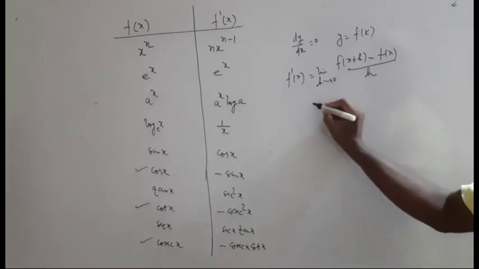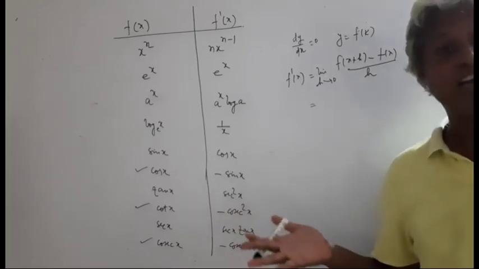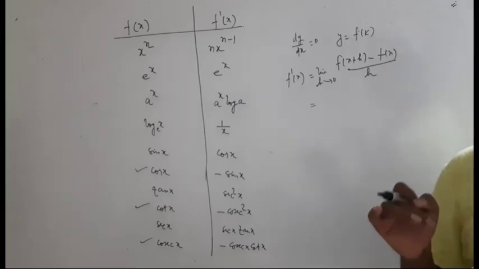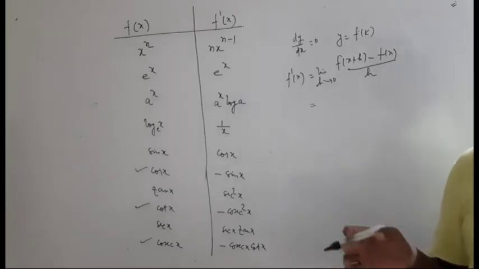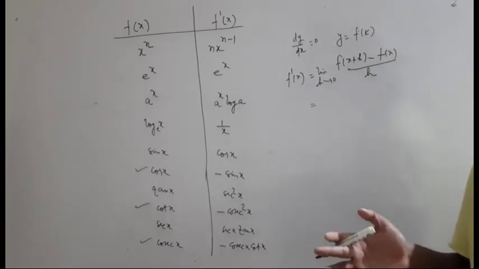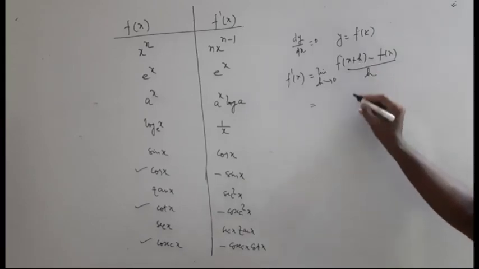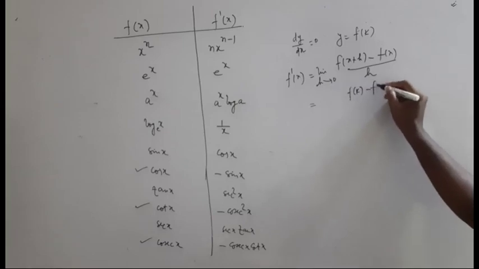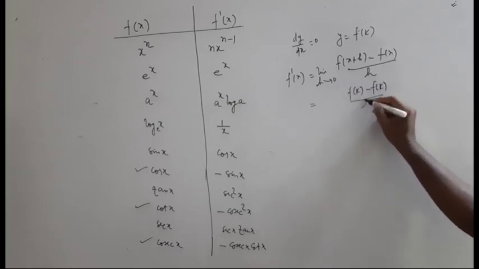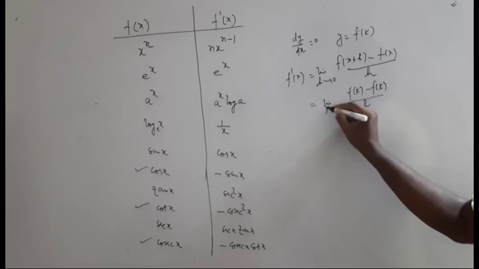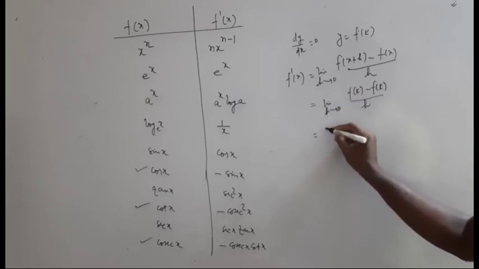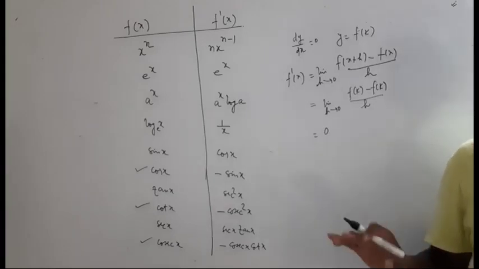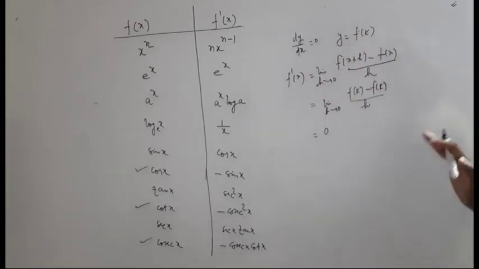Now if you have a constant function, you know that constants do not change, only the variables change. So for a constant function, even if you are incrementing x by h, there will be no corresponding change in the value of the function. So this one will remain k only, and this one is also k over h, and so this is 0 because k minus k over h is 0. So the differentiation of a constant value is 0.